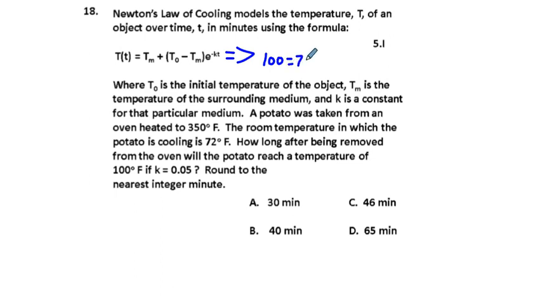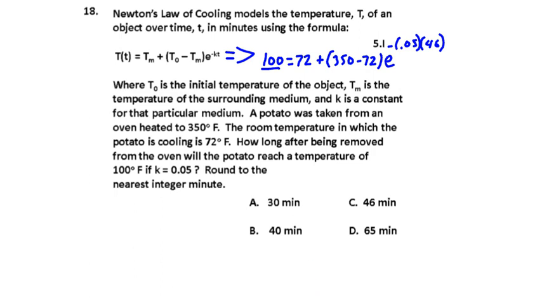equals 72 plus T sub 0, which is 350, minus 72, e to the negative k. K is given as 0.05, and answer choice C is 46 minutes. We should get this, it should equal 100 if we put the right side in.